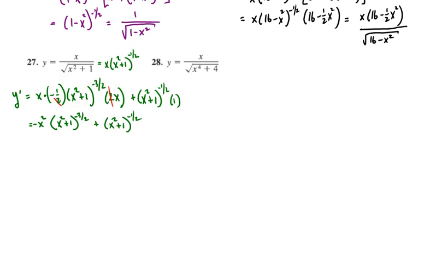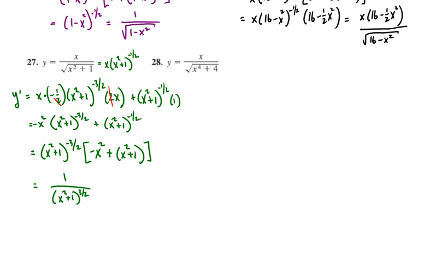Again, we're going to factor out the greatest common factor, which will be the most negative exponent. And so that'll be x squared plus 1 to the negative 3/2 power, leaving behind negative x squared and then plus x squared plus 1 to the 2/2, because negative 3/2 plus 2/2 gives you negative 1/2, and so that's just to the first power. And fortunately, when we go to simplify that, the negative x squared and the positive x squared will zero out, and we'll simply end up with 1 over x squared plus 1 quantity to the 3/2 power.